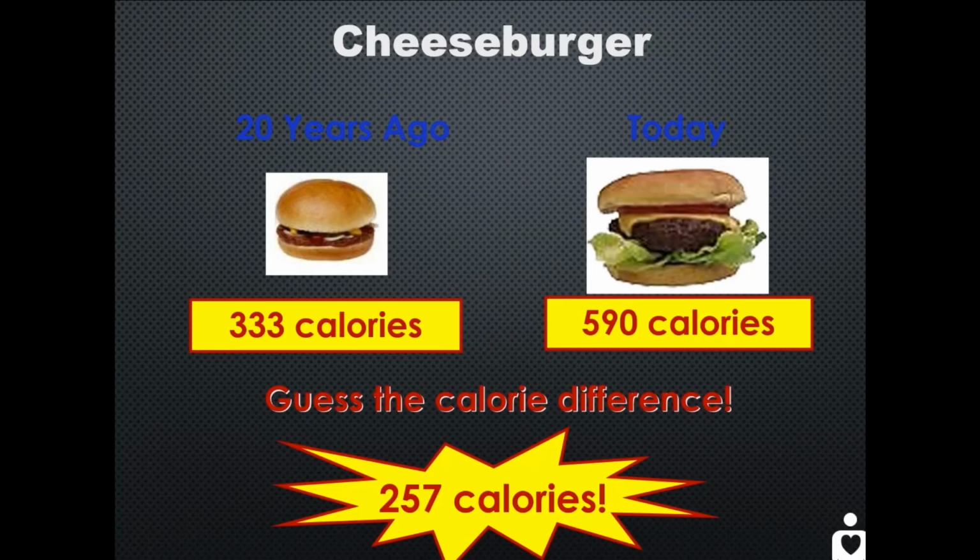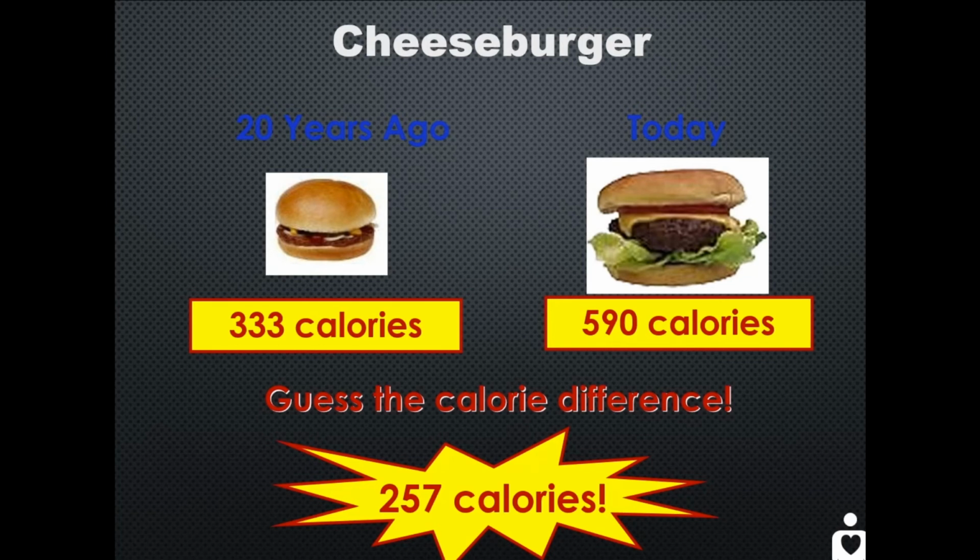A cheeseburger. Everybody loves a cheeseburger. 20 years ago, it was a few bites. It was wonderful. Today, it's really big, and the only good thing about it, it's got lettuce on now. Can you guess the calorie difference? So 20 years ago, a little burger was 333 calories. Well, that's not bad.